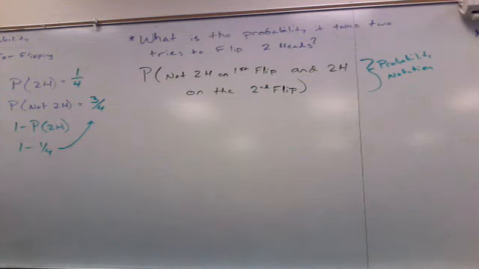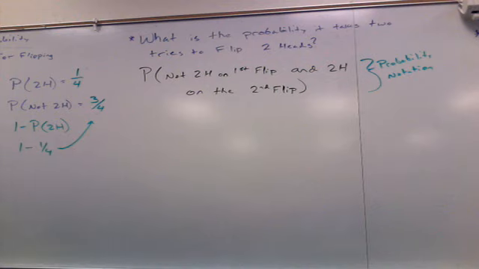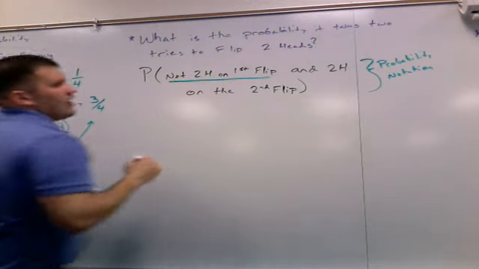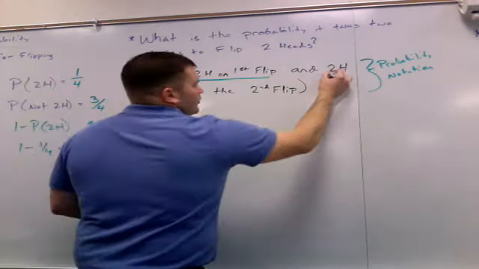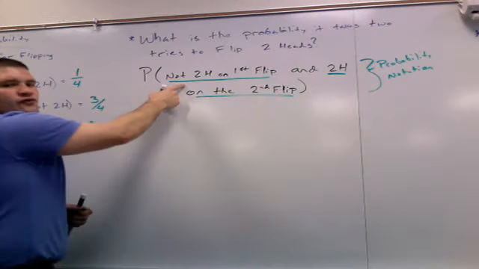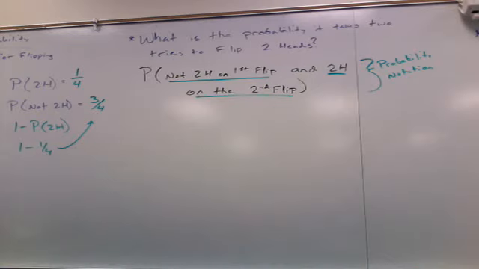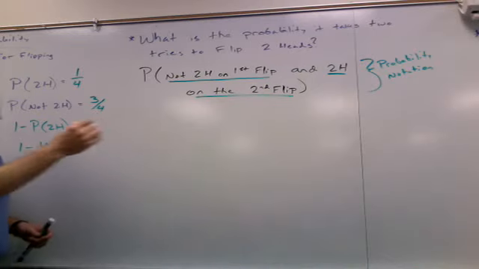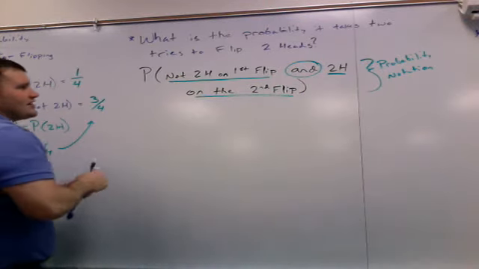Okay? So, which of what I've written here are the events? Not two heads, right? On the first flip, that's one event, isn't it? Right? What's the second event? Two heads on the second flip. So, this is our first event. Two heads on the second flip is our second event. Right? Does that make sense? What's the conjunction? And. Right? What does and mean?